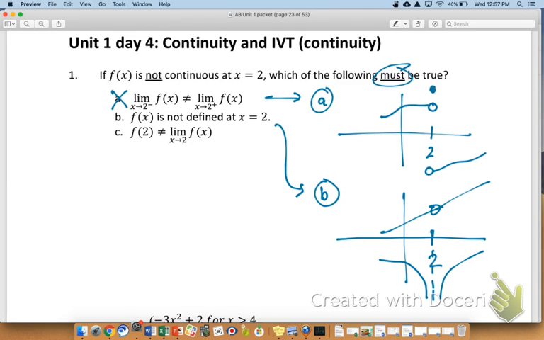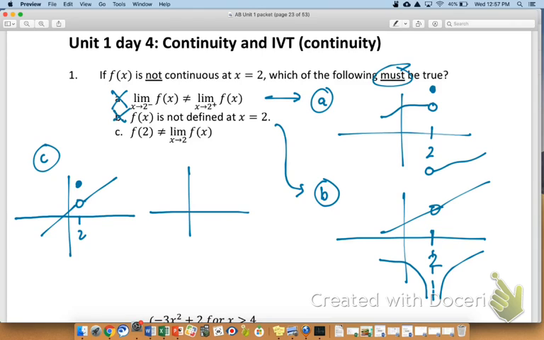So of course, by process of elimination, if it's not A, if it's not B, it's got to be C. Let's take a look and see how C could actually be the right answer, because it covers all of the possible discontinuities. So if f of 2 does not equal the limit, could it not look like this? Here's 2 again. Couldn't it be one of these guys with a removable discontinuity? So that's case number 1, and that fits C nicely. Case number 2, that would be the jump.